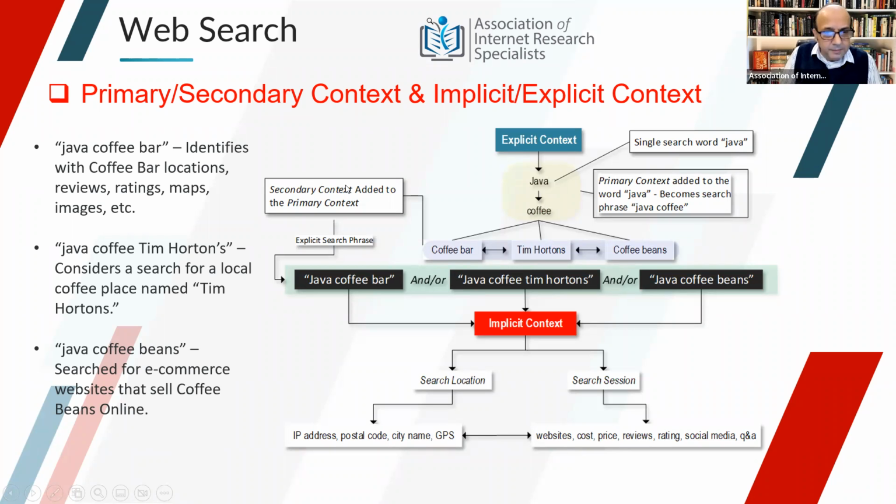Okay, so this is just the explanation of what we did already, so not to worry about it. But more important is to look at the implicit context in the case when we did the query with the coffee bar, for instance. It is going to find information based on location, which will be mapped through your IP address, postal code, city name, GPS, etc. So if you've got your GPS open or your location is open, that's going to have a very huge impact on your search.